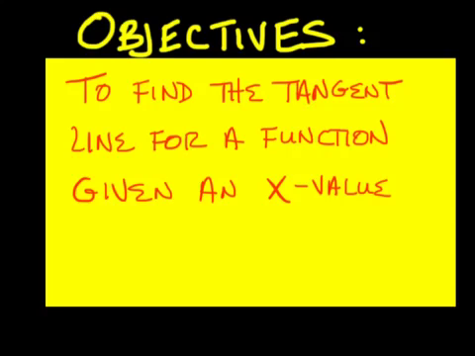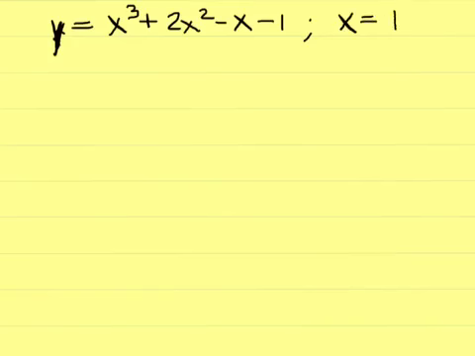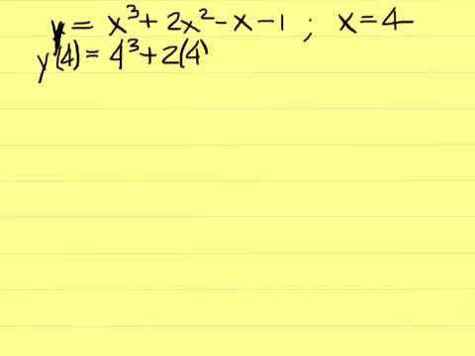To find the tangent line for a function given an x value, here's an example. In this problem, we have y equals x to the third plus 2x squared minus x minus 1, and we want to find the tangent line through x equals 4. So step 1 is to evaluate that function for 4, so you'll have 4 cubed plus 2 times 4 squared minus 4 minus 1.